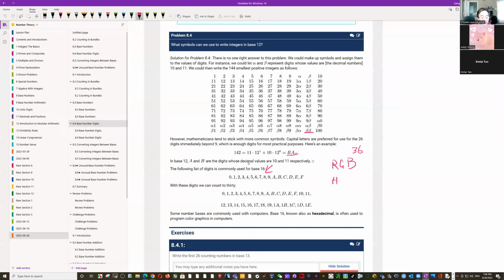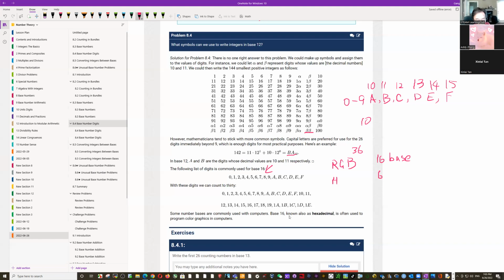So how does hexadecimal work? Hexadecimal is base 16. You are missing 6 digits, 6 letters, because in base 10 you go from 0 all the way to 9. Then 10 is A, 11 is B, 12 is C, 13 is D, 14 is E, and 15 is F.